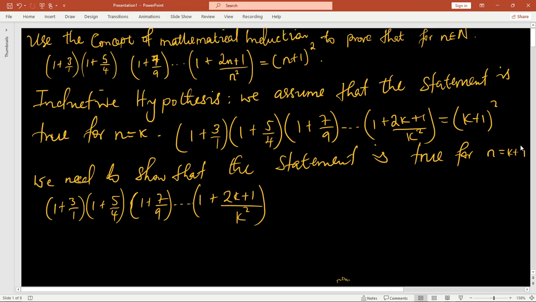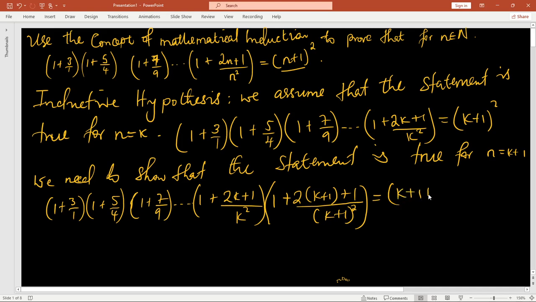So now, since we're talking of the k plus 1 term, it simply means that if this is k here, then the next term is going to be the k plus 1 term. So here we say 1 plus 2, where there's n we substitute k plus 1 plus 1, divided by k plus 1 squared, and we equate it to, on the right hand side, where there's n in this expression, we substitute with k plus 1. So here we're going to have k plus 1 plus 1 squared, like that.